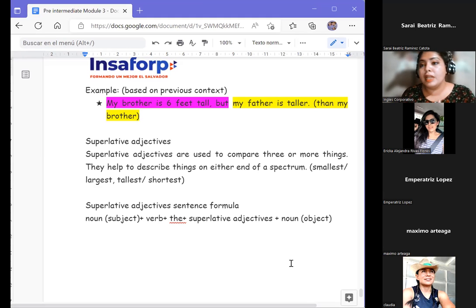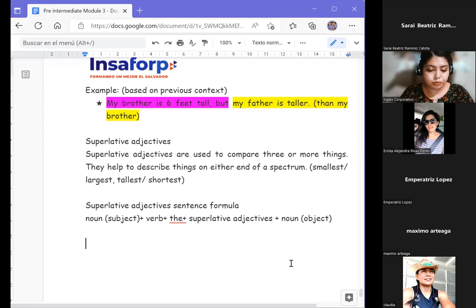Para las oraciones superlativas, esta es la fórmula que podemos utilizar, donde tenemos el primer nombre, que es el sujeto, el verbo, vamos a utilizar el artículo, ¿verdad? The, y vamos a poner el adjetivo superlativo con el segundo nombre, que es el objeto. En este caso, al utilizar the, nos está demostrando que no hay nadie que se le compare.